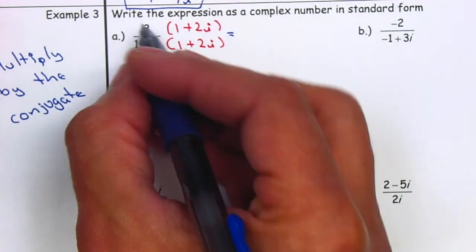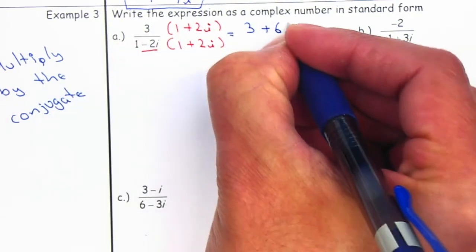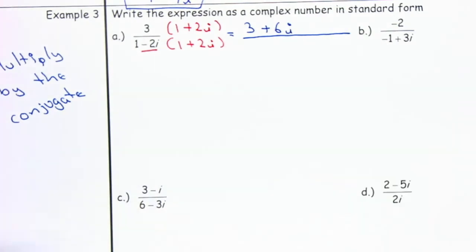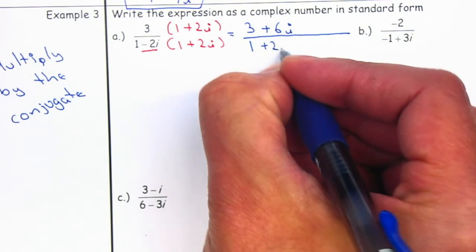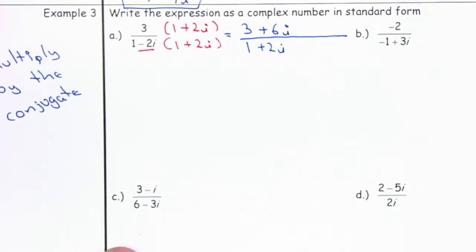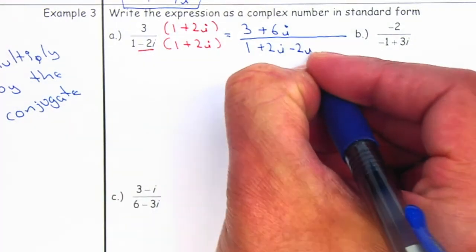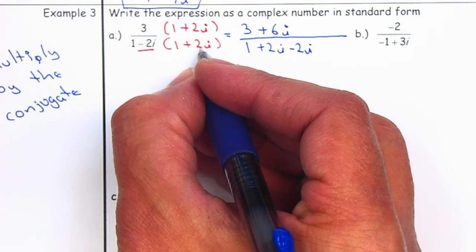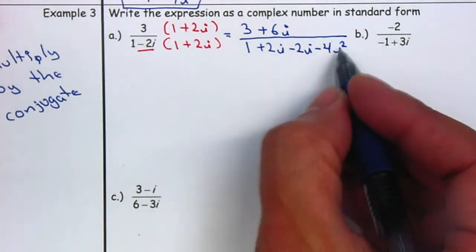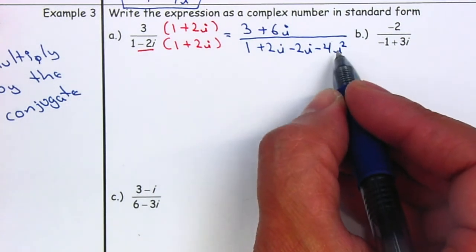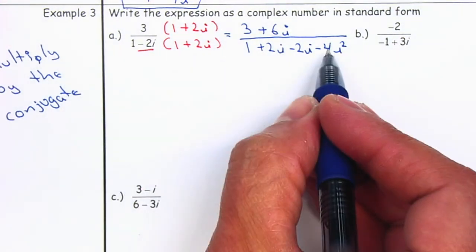Now we're going to use our distributive property. 3 times 1 will give us 3. 3 times 2i will give us positive 6i. Denominator. 1 times 1 will give us 1. 1 times 2i is positive 2i. Negative 2i times 1 is negative 2i. And negative 2i times positive 2i is negative 4, i times i is i squared. Many of you guys will be forgetting your i squared on your homework. So be careful. When you multiply negative 2i times positive 2i will give me a negative 4i squared.